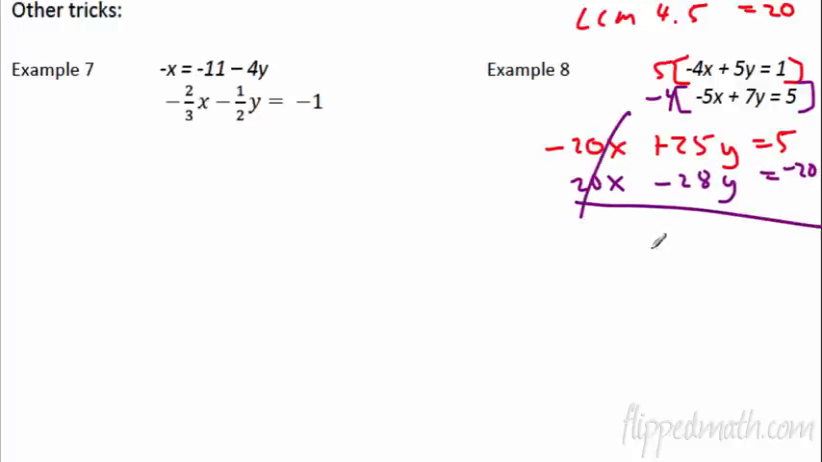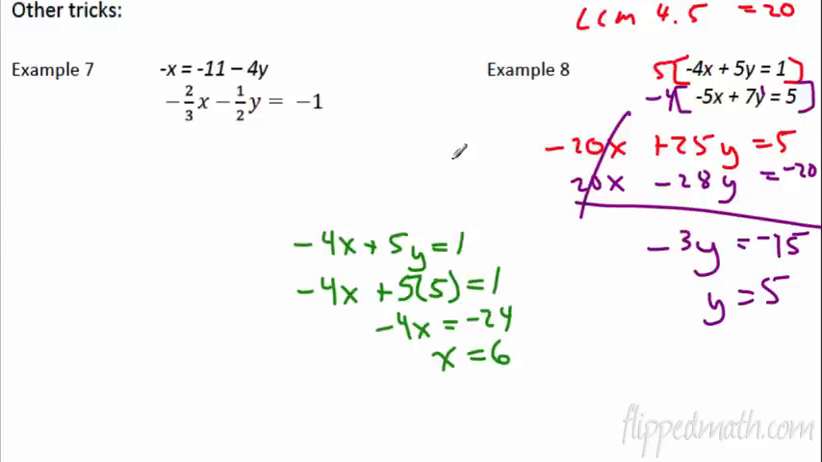Draw a line, they cancel. Negative 3y equals negative 15. And then we get y equals positive 5. You can plug it in either equation. When you do that, you'll get x equals 6. And then when you put them together, your solution is x equals 6, y equals 5.